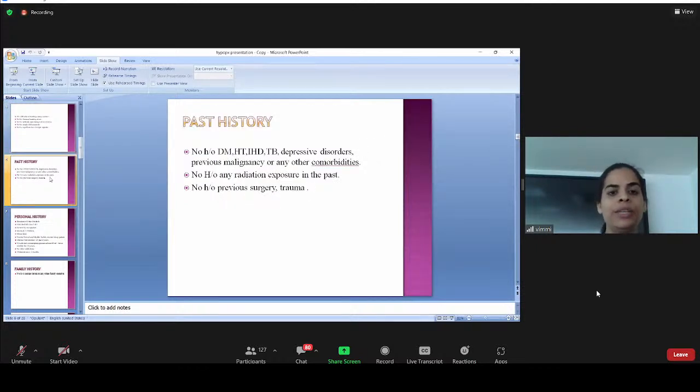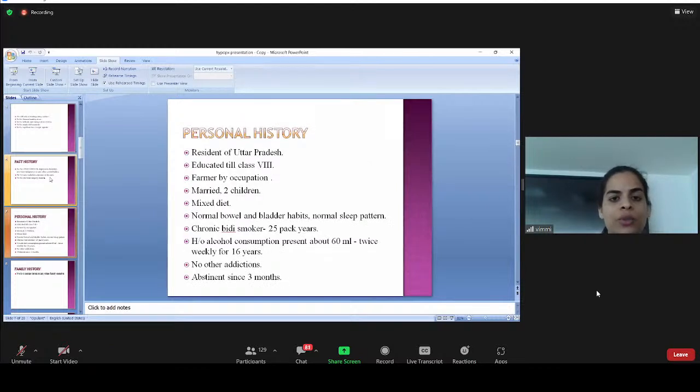Past history: the patient has no known comorbidities like diabetes mellitus, hypertension, ischemic heart disease, tuberculosis, or any depressive disorders, or any previous malignancy. There is no history of radiation exposure in the past and no history of any previous surgery or significant trauma.